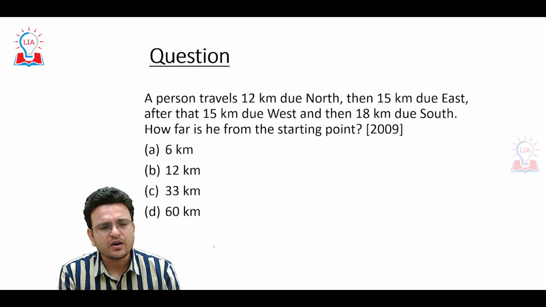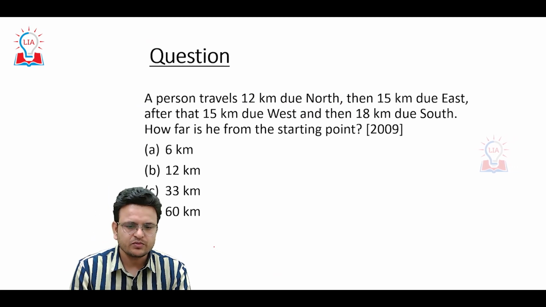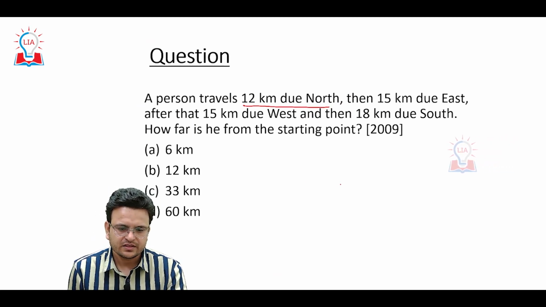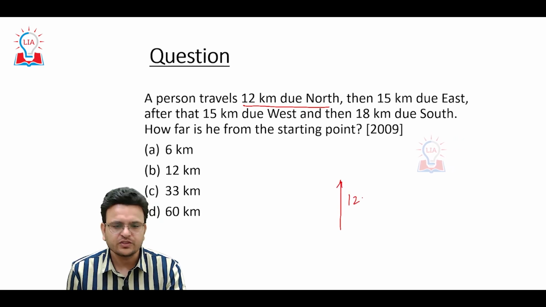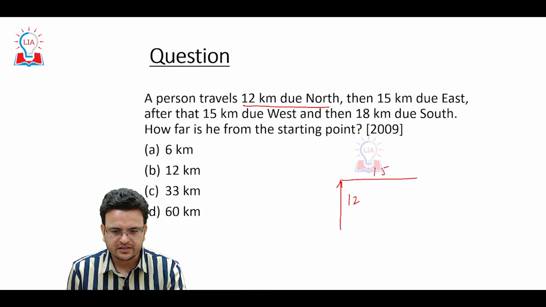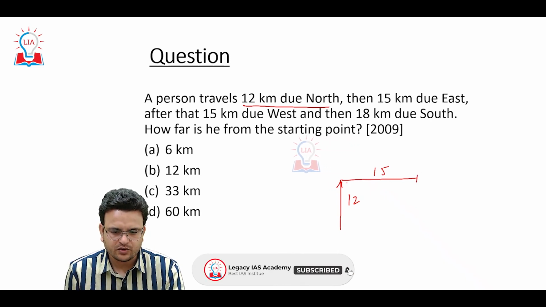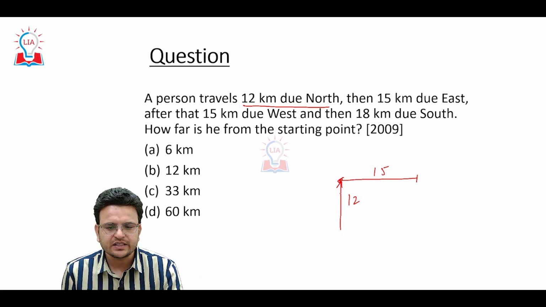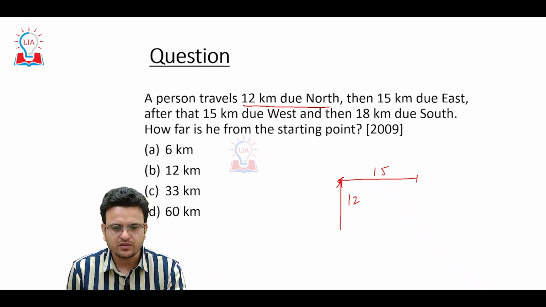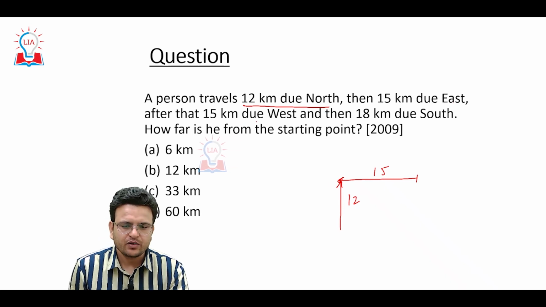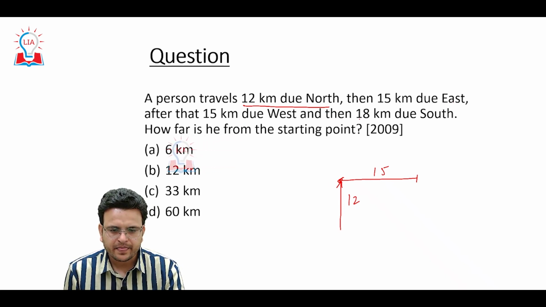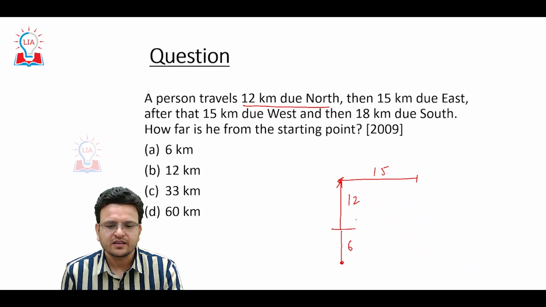Now come to one more question. A person traveled 12 kilometer due north, then 15 kilometer due east, then 15 kilometer due west, then 18 kilometer south. He is here.